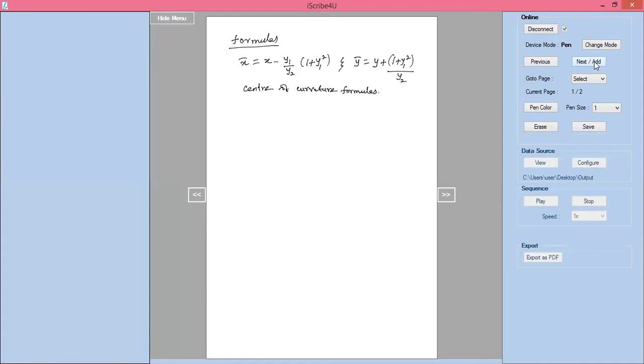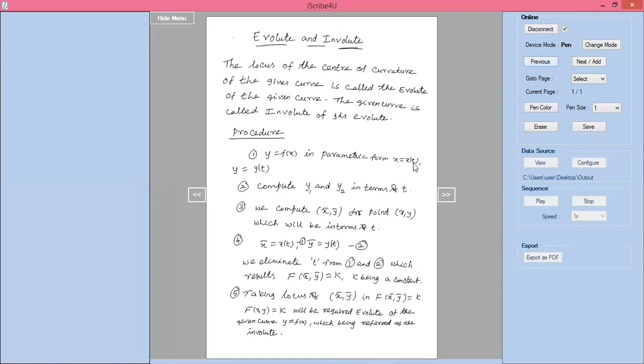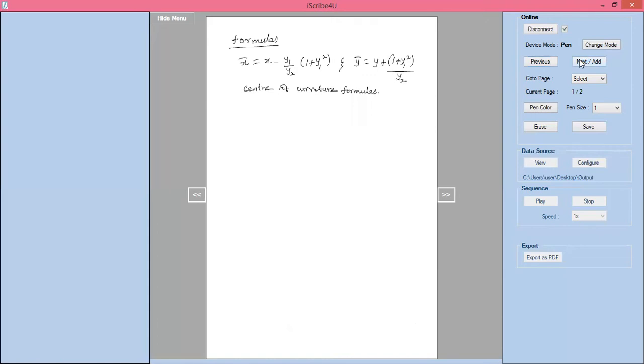Now, if they give it in the parametric form, what does parametric form mean? Already I told that. x equal to x of t, y equal to y of t, where t is the parameter. Whenever t is the parameter, we can take suitable substitutions to simplify these equations.